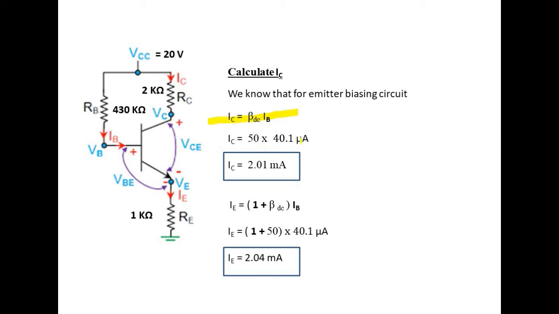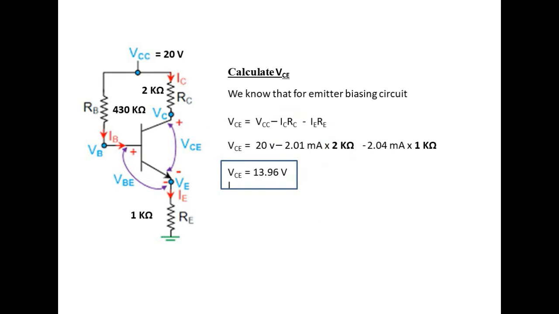IC is equal to 50 into 40.1 microampere. That is, we have got IC is equal to 2.01 milliampere. IE can also be calculated using this formula, that is IE is equal to 1 plus beta DC times IB. So we have got IE is equal to 1 plus 50 into 40.1 microampere. That is, after solving we have got IE is equal to 2.04 milliampere.